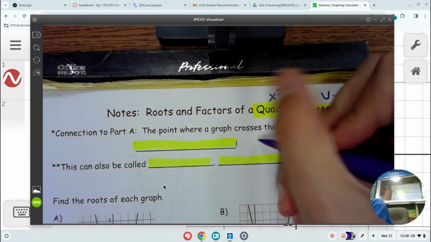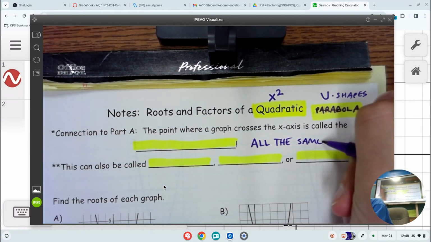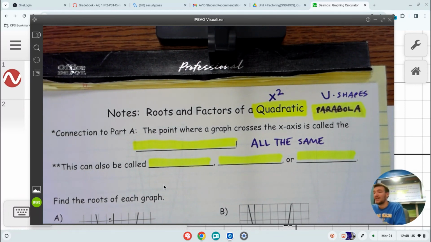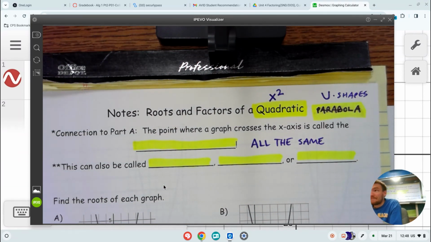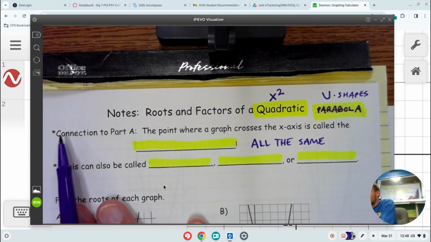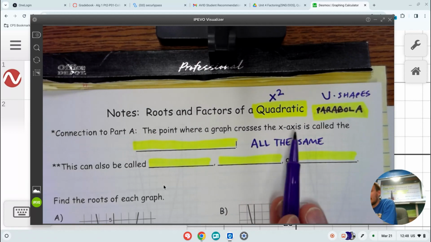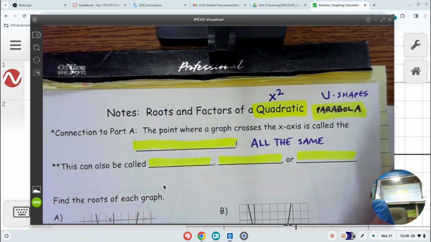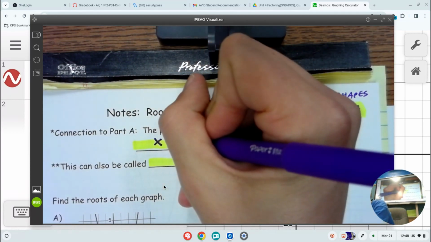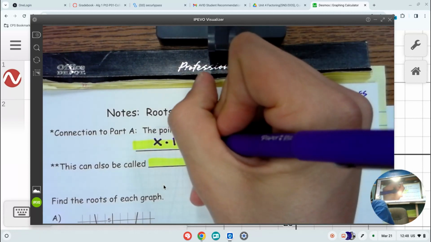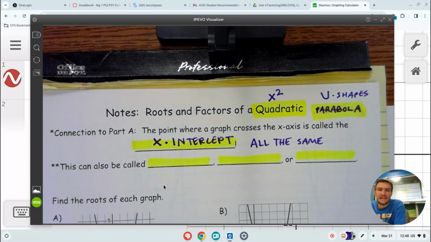Now, the thing about these four blanks is that they are all the same. This is another kind of weird thing. You're going to learn four words that are all the same thing, which is kind of strange. It says connection to part A, so this is a review. What is the point where a graph crosses the x-axis? Anybody know? It starts with an X for the x-axis, and then it is an I word. Nice job. The x-intercept, which I spelled wrong earlier today, so I've just locked it in this time.